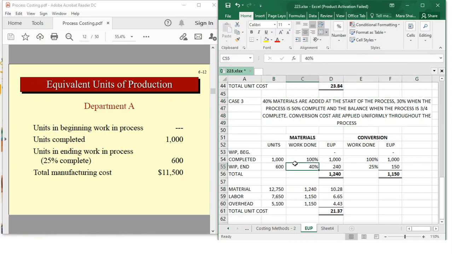Now, in here, since our work in process ending is 25% nga complete, unsa pa lang ang materials na imong na-add. So, di ba, ang materials na imong na-add pa lang is at, or 40% of the materials pa lang ang imuhang na-add, kay 25% complete pa man siya. But, what if your work is already 60% complete? For example, your work in process end is already 60% complete.